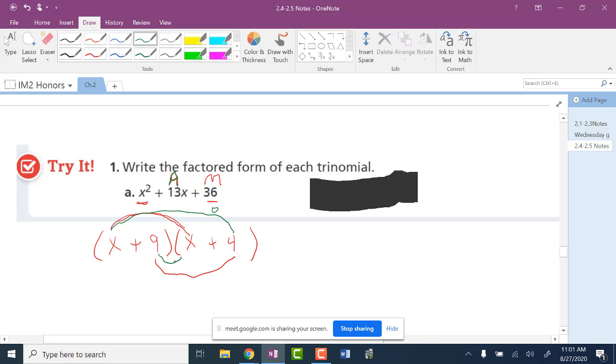4x and 9x. That's outer and inner of FOIL. 4x plus 9x does equal 13. So good FOILers are good factors. Hopefully we learn to factor fast, and then we have extra time to check our answer. Okay? All right, so we'll leave questions at the end.